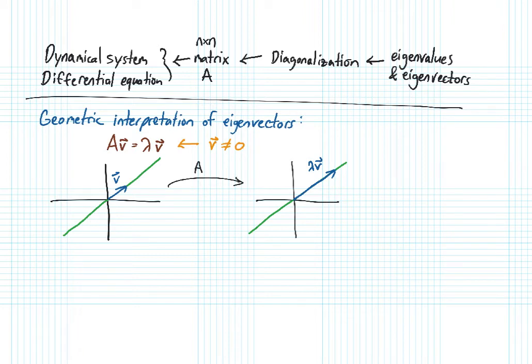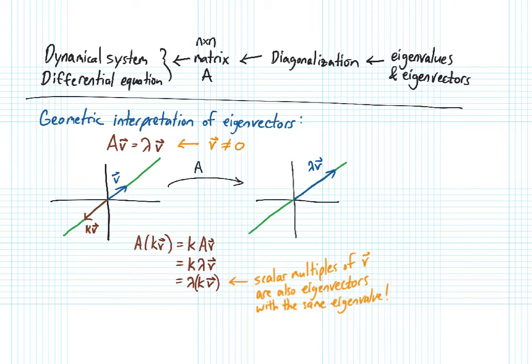Now suppose we have another vector on this same line. Since that vector is on the line that's spanned by v, it's going to be a scalar multiple of v. So it's k times v for some k. Well, what happens when you multiply that by A? Well, A is linear, so you can pull the scalar k out, and so that means you get k times Av, which is k times lambda v, and you can rewrite that as lambda times kv. And so this tells us that k times v is also an eigenvector with the same eigenvalue lambda.